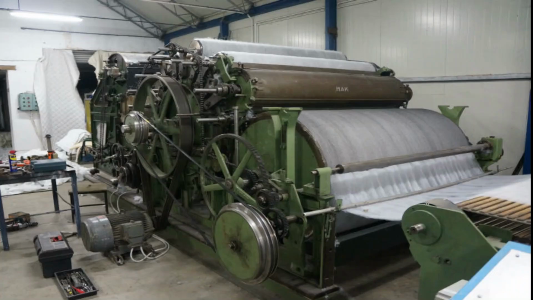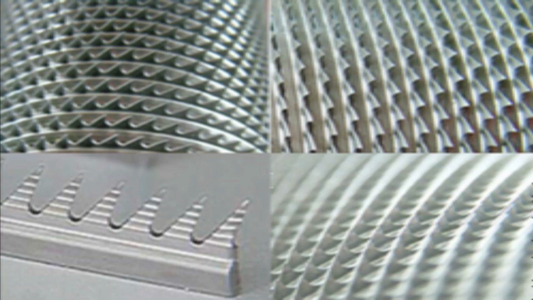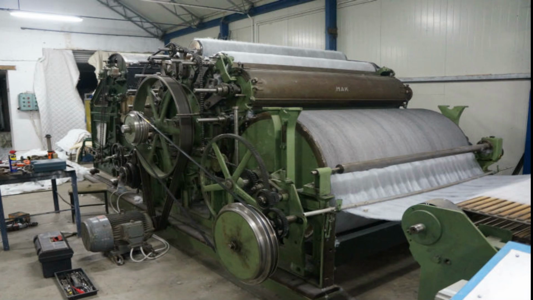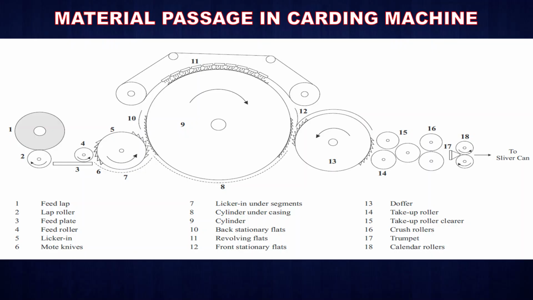A series of rollers is present inside the carding machine. Each roller is different in structure, diameter, speed, directional rotation, and wire clothing. These different individual profiles of different rollers help to accomplish all the objectives involved in carding machine. If you are talking about material passage in carding machine, it starts from its feeding zone.